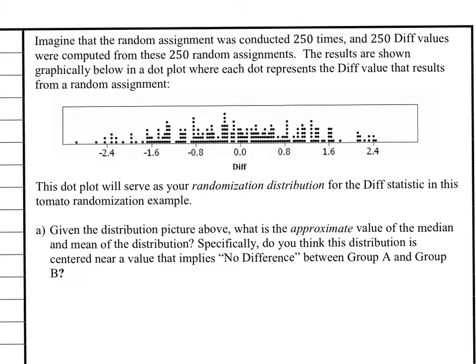Next page. So imagine that random assignment was done 250 times. They did 250 subtractions, so diff values from those 250 random assignments. We have the dot plot that we see right here. That dot plot, if you look at it closely, looks somewhat symmetric. It's somewhat approximately normal. It's not perfect, but it does follow that bell-shaped curve, roughly. So we're going to answer some questions based off of that.